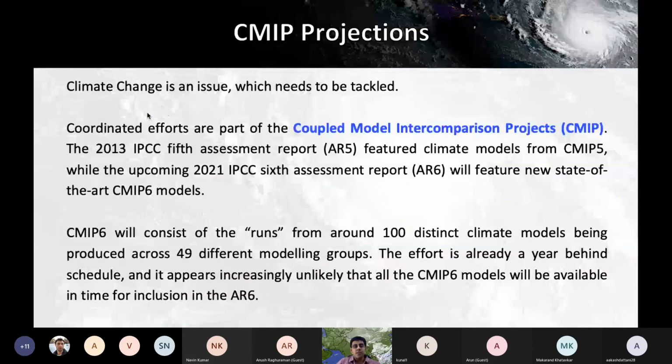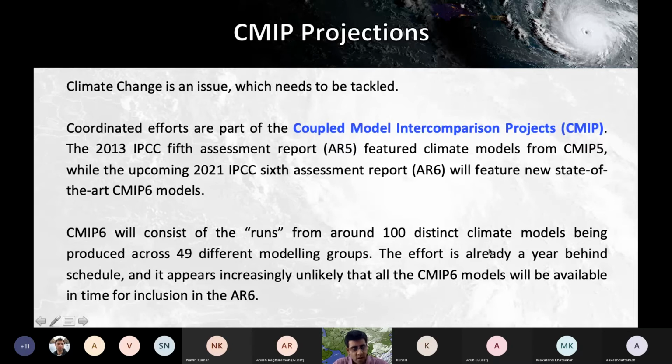Yeah, the scenarios come from something known as CMIP projections. So what CMIP is, is nothing but the Coupled Model Intercomparison Project. It was developed by this IPCC assessment report in 2013, and we have different CMIP versions. CMIP 5 is the most recent version which we are using, and in 2021 we are going to come with CMIP 6. So what CMIP does is, CMIP runs 100 distinct climate models.